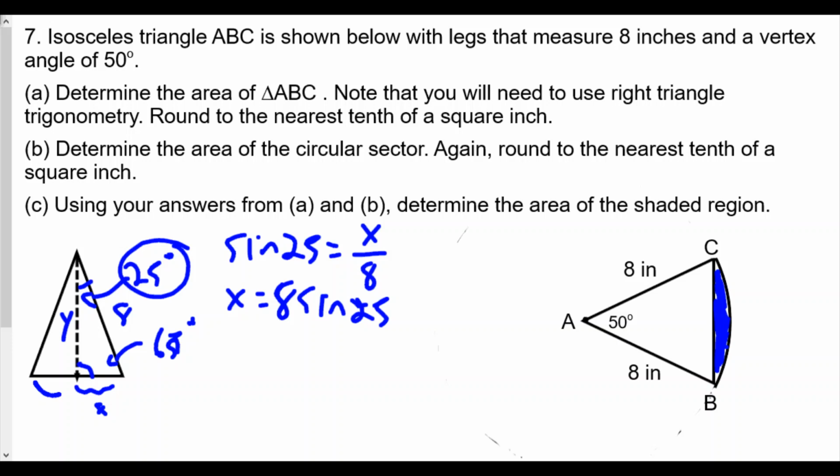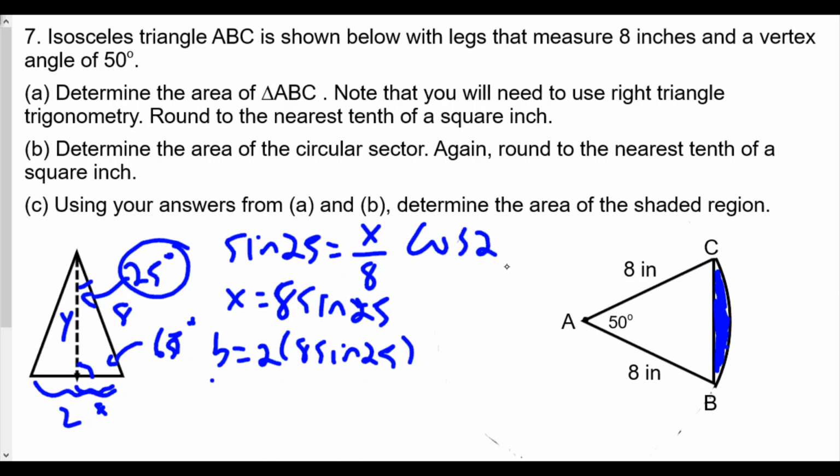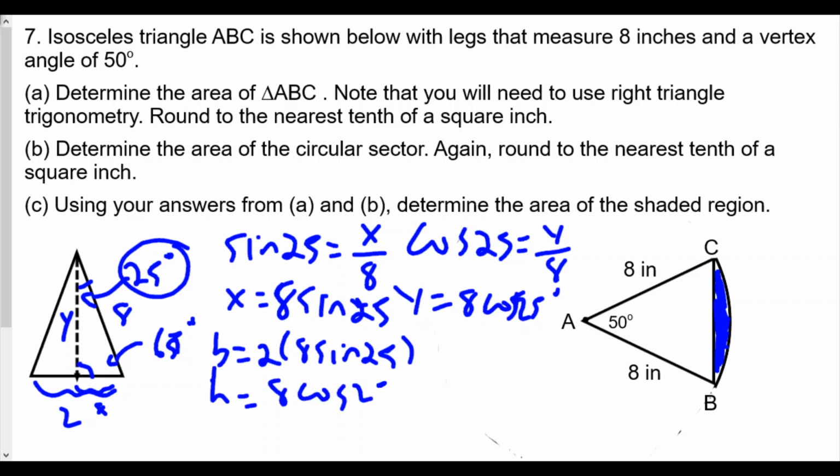But our base here is 2x. So our base is equal to 2 times 8 times sine of 25. Now our height, which we call y, we'll use cosine. So we have the cosine of 25 is equal to y over 8. And therefore y is equal to 8 times cosine of 25. And that's our height. So h equals 8 times cosine of 25.